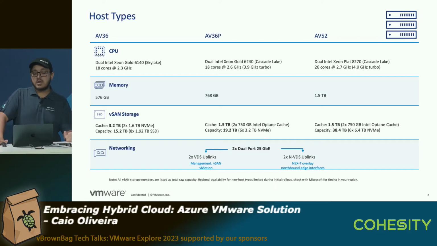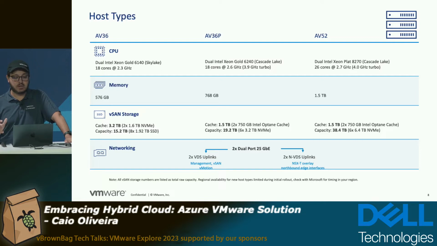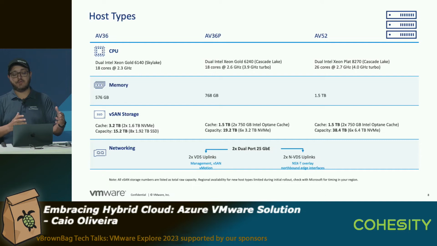At the moment, AVS has 3 different host types, right? All those 3 host types differ in CPUs, in memory, as well as in storage, right? Networking is pretty much the same. We have 2 dual 25 gig ports, right? Here it will depend on the workloads and also the scalability that you need for your environment. Of course, there are different price costs here, and also the price differs from region to region.